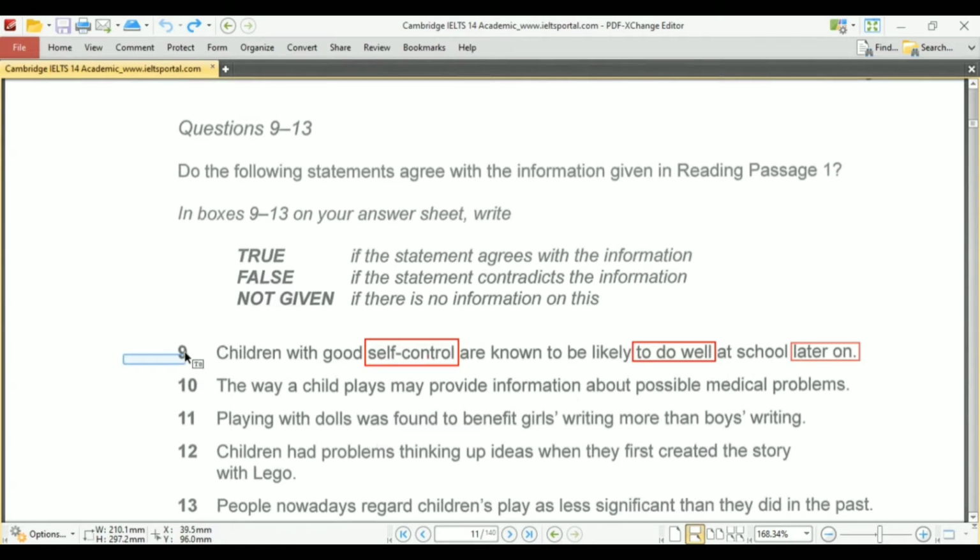As I told you, firstly understand the meaning of the question, what the question is basically saying. The question is: Children with good self-control are likely to do well at school later on. Basically they are saying that children who have good self-control are known to do well at school later on. I have highlighted these words here: self-control, do well, and later on. Later on means in the future, so they are talking about school in the future.